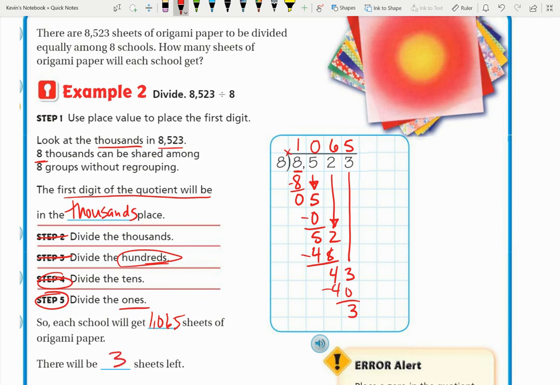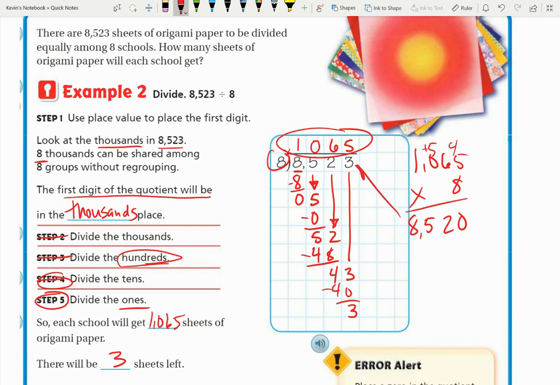Now you're like, well, how do I check my work? Remember, you multiply your quotient, 1,065, by your divisor of 8. So I multiply 5 times 8 is 40, and then 6 times 8 is 48, and then I go here, I get 48, and then I get 52, and then I get 0 times 8 is 0 plus 5, bring the 5 down, and 8 times 1 is 8. But 8,523 does not equal this.